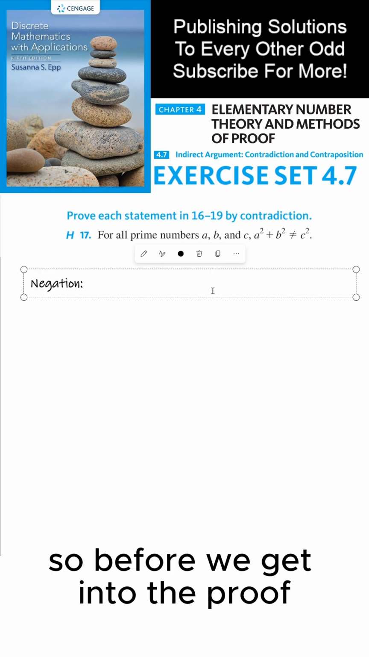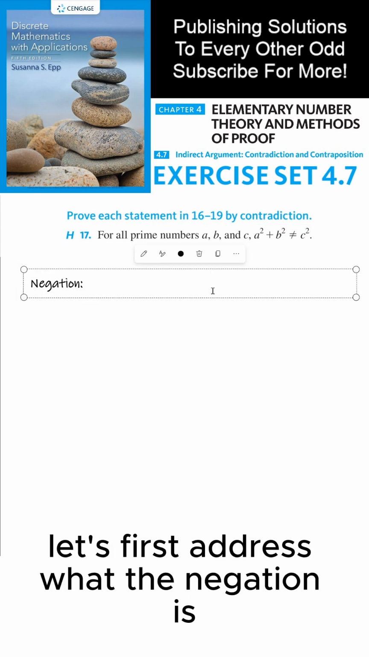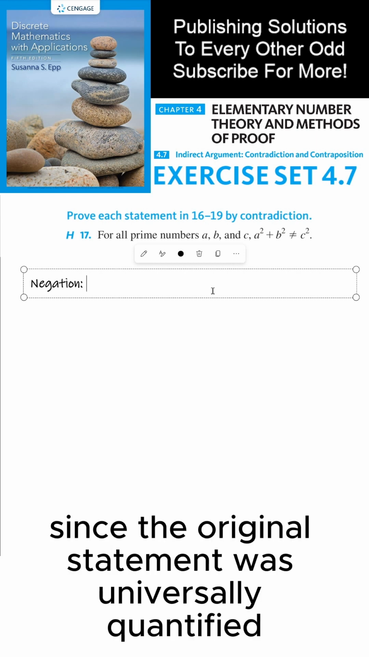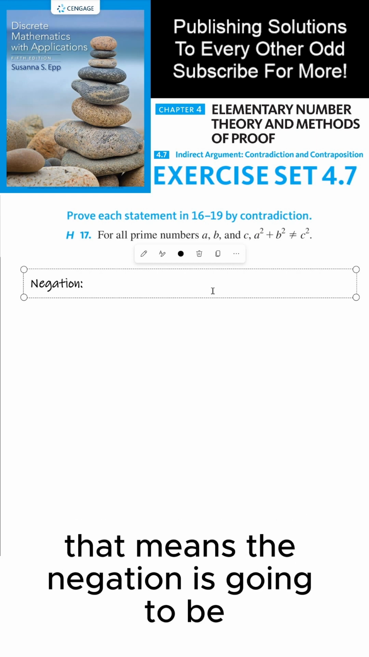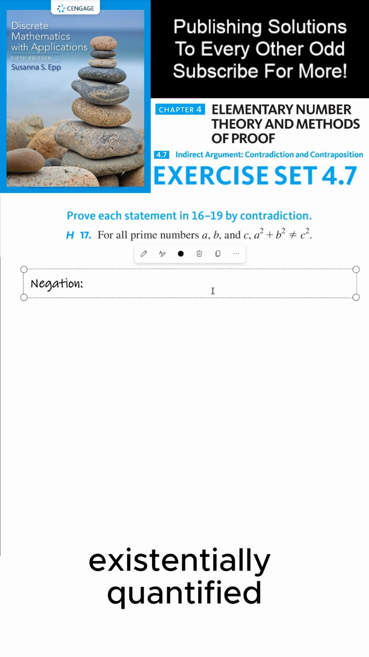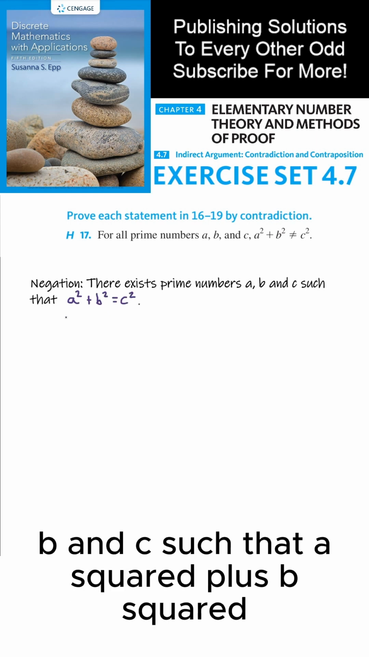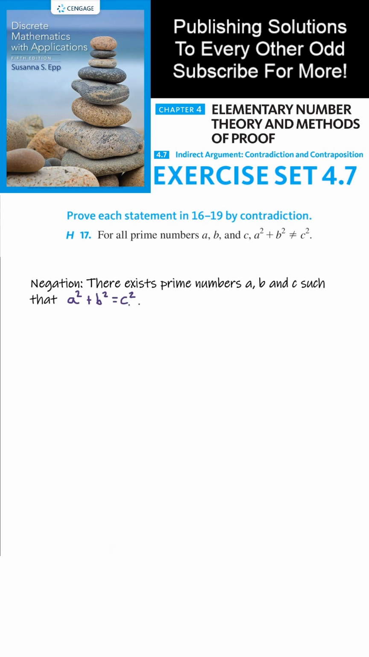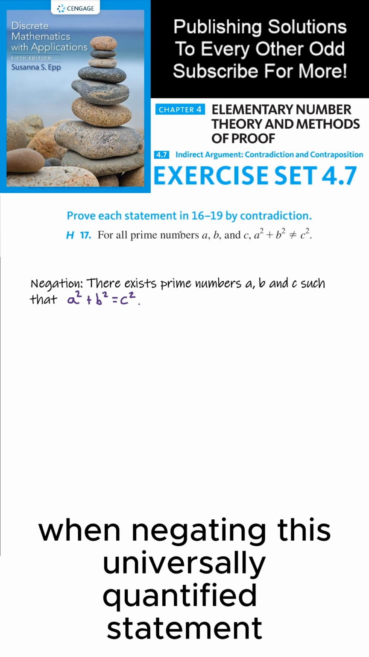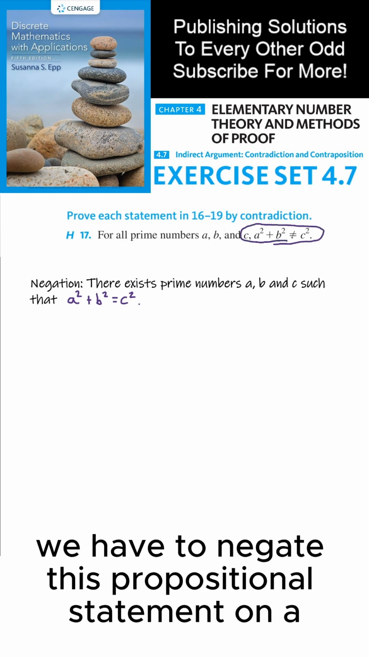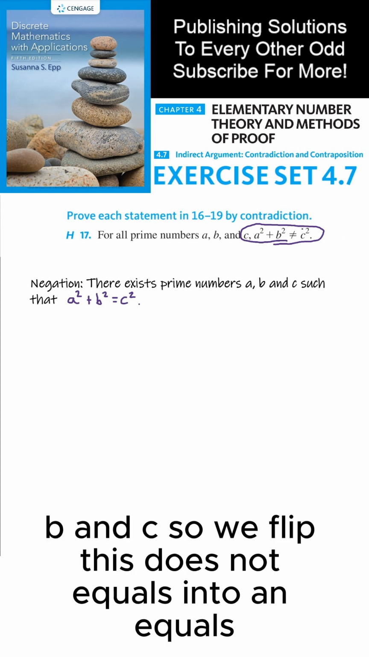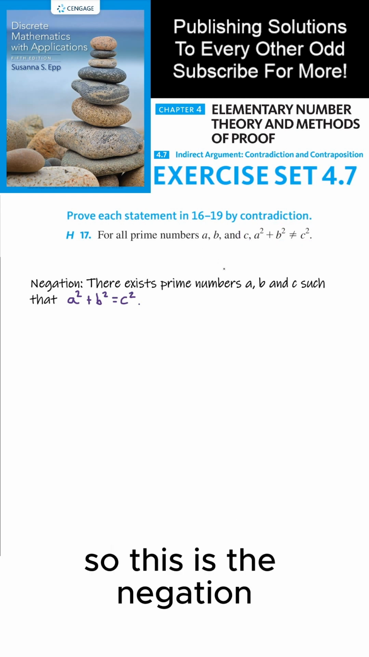So before we get into the proof, let's first address what the negation is. Since the original statement was universally quantified, the negation is going to be existentially quantified. So there exist prime numbers a, b, and c such that a squared plus b squared equals c squared. When negating this universally quantified statement, we have to negate this propositional statement on a, b, and c. So we flip this does not equal into an equals. So this is the negation.